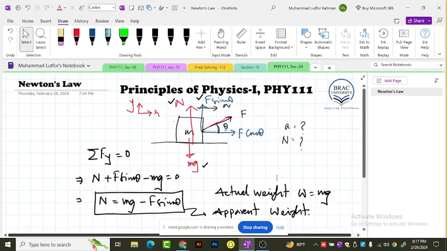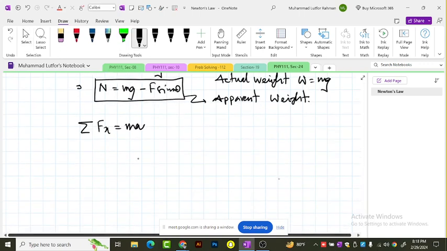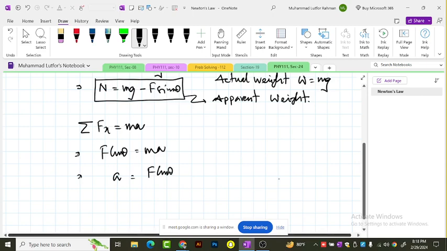Now if you look at this free body diagram, along the x direction I have only one force, which is F cosine theta. So then I am supposed to write F cosine theta must be equal to ma, or I can write down a simply from there. It should be F cosine theta divided by m. That should be the acceleration.